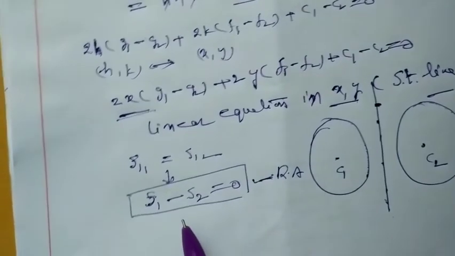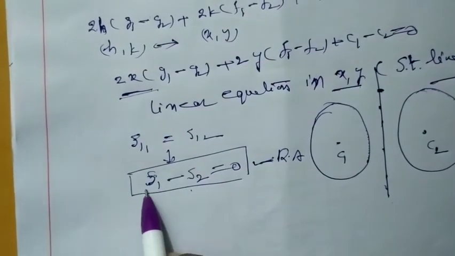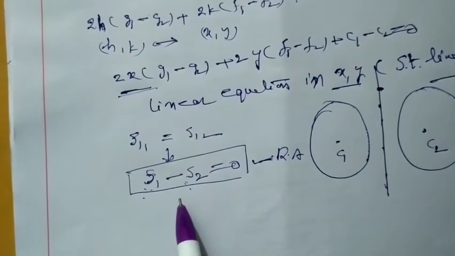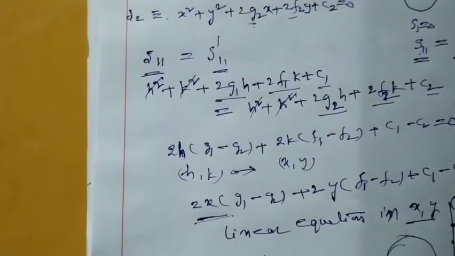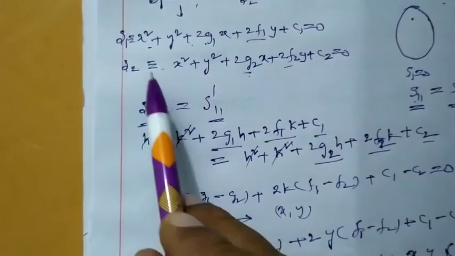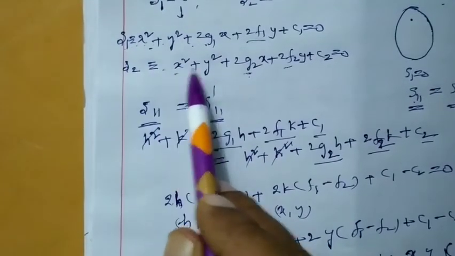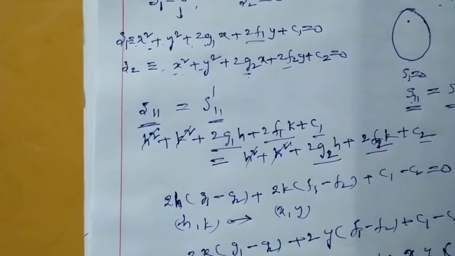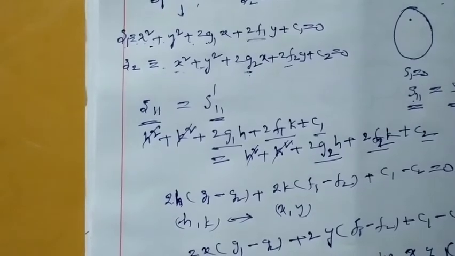So whenever two circles S1 and S2 are given, the radical axis is nothing but the difference of the two circles. The x square coefficient and y square coefficient should be 1, that is, it should be in the general form. In ax square plus by square, a should be 1 here. In the same way, S2 has x square coefficient and y square coefficient equal to 1. So by changing into general form, we get the radical axis equation.